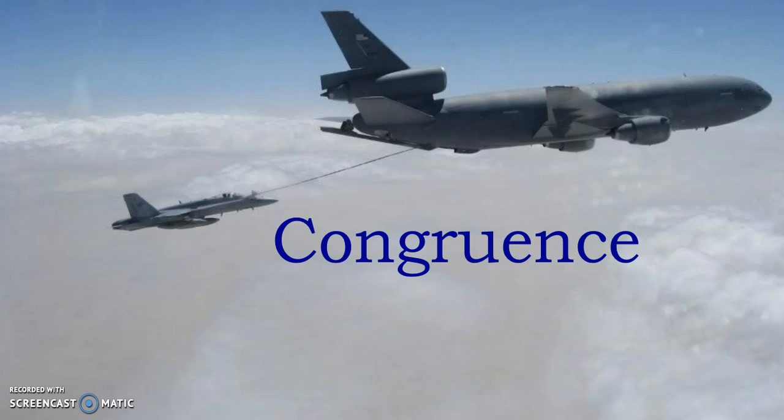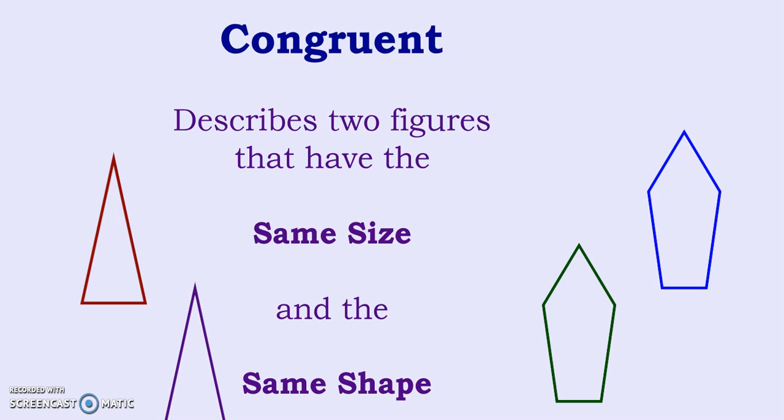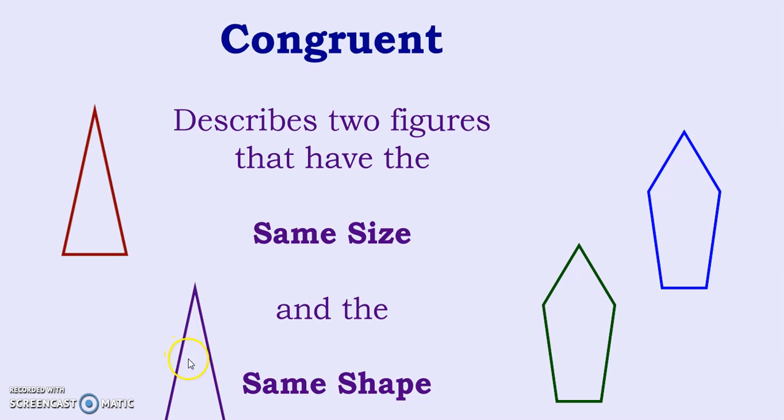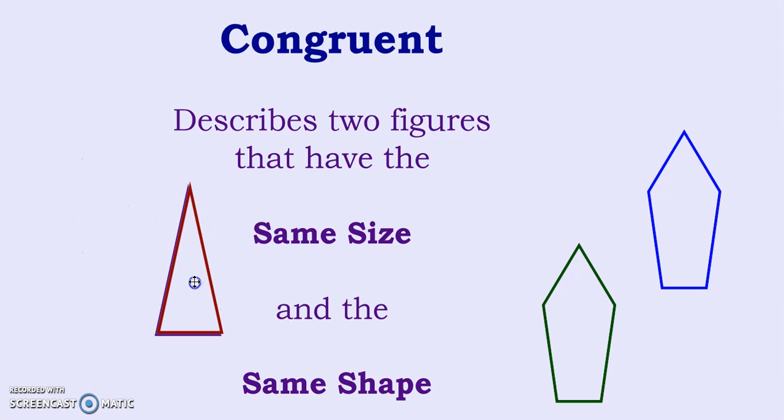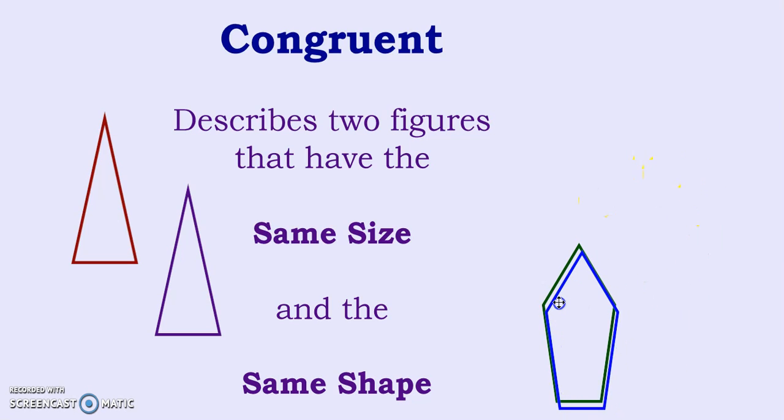So first thing is that congruent describes two figures that have the same size and the same shape. We can actually have more than just two figures, but we're describing that the figures are exactly the same. So we could mash these up. Yep, those are exactly the same. I can move these around. Yes, those are exactly the same, so they're congruent. This is something you want to write down.